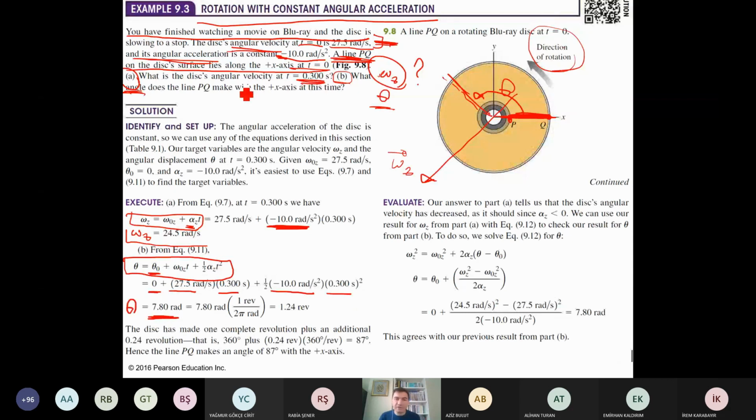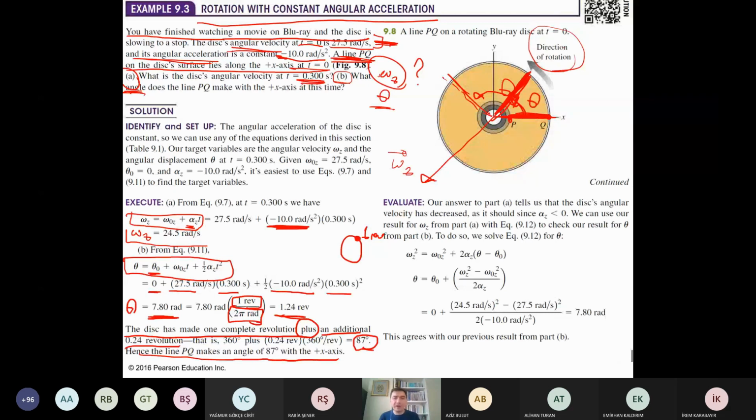And you can also convert to the revolution, okay? 2π radian is given with 1 revolution. So this is 1 revolution, and it is given with 2π radian. Then this 7.8 radian is equal to 1.24 revolution. What is the meaning of this? This disk has made 1 complete revolution plus an additional 0.24 revolution, that is 360 degrees plus 87 degrees, okay? So the line PQ makes an angle 87 degrees with the positive x-axis.